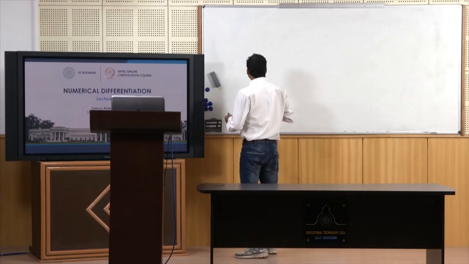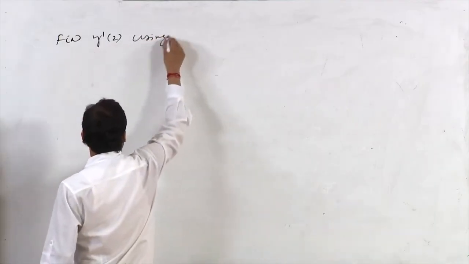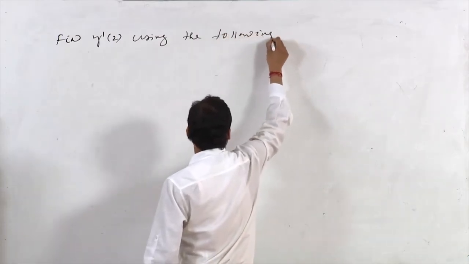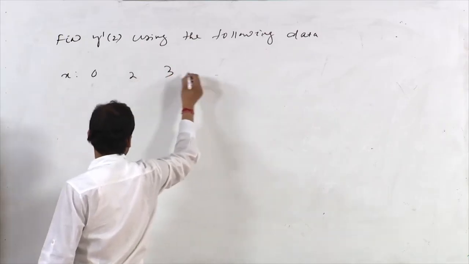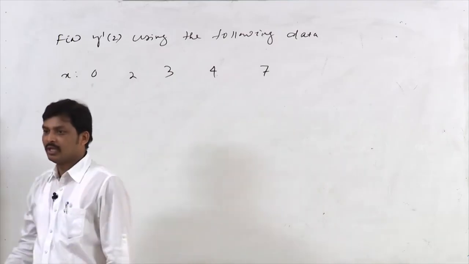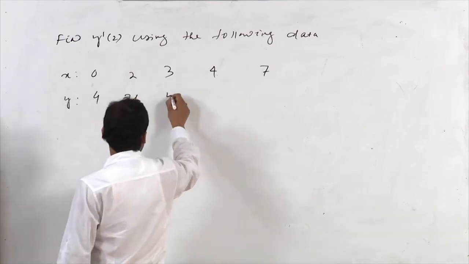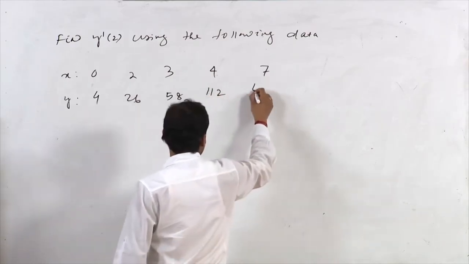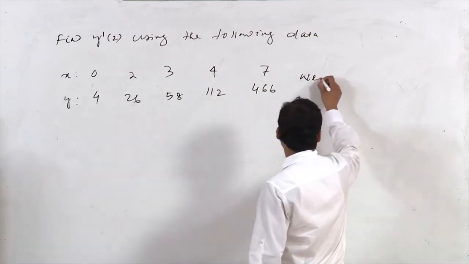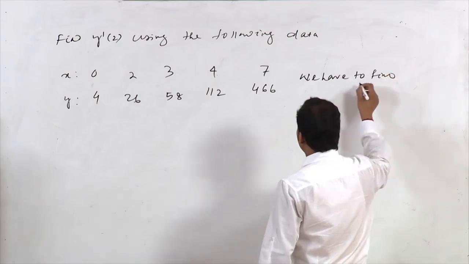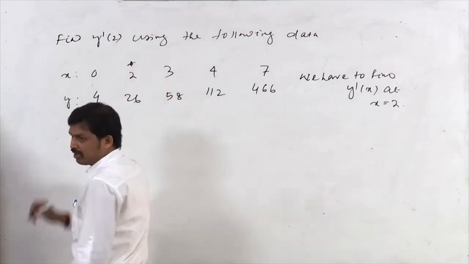So, find y dash of 2 using the following data. Suppose the question is asked, and the data points are given as x at 0, 2, 3, 4, 7, and the functional values are expressed as 4, 26, 58, 112 and 466. Obviously we have to find y dash of x at x equals to 2 here. Obviously, 2 is nothing but a tabular point here.